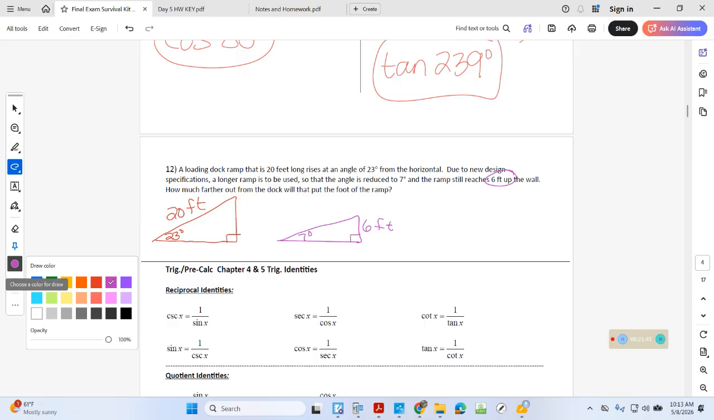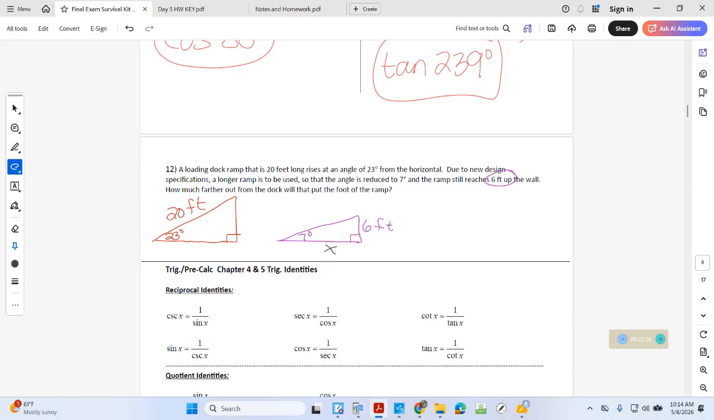Now, the question is, what in God's great earth are we trying to actually find here? Okay. How much farther out from the dock will that put the foot of the ramp? So I want to know the distance from the wall to the bottom of the ramp. So I'm going to have to solve both of those triangles. We're going to have to do them both, and then we're going to compare what the difference is.